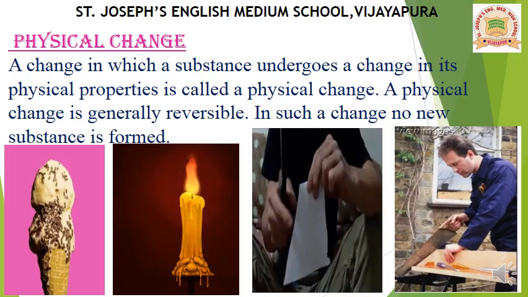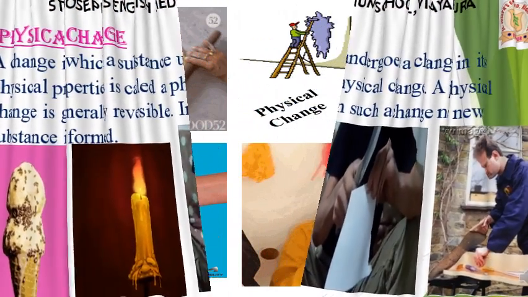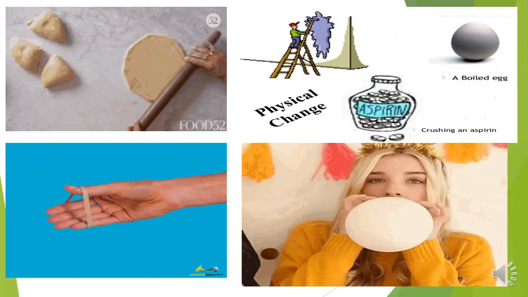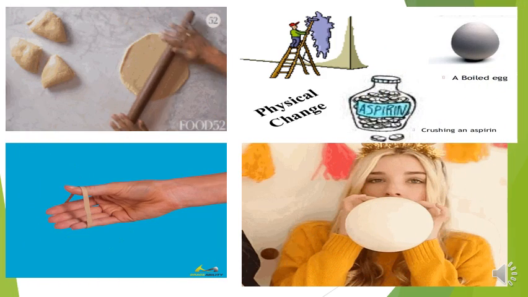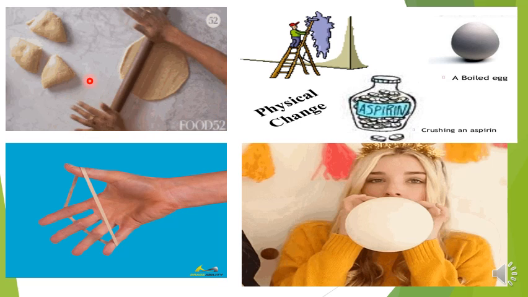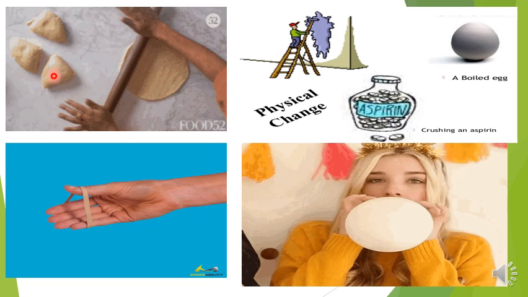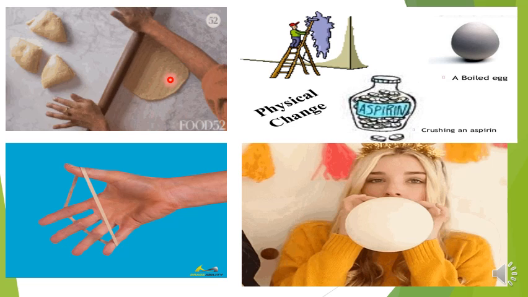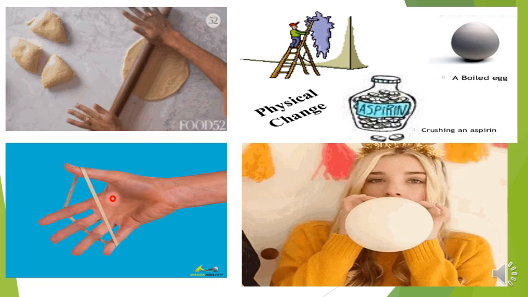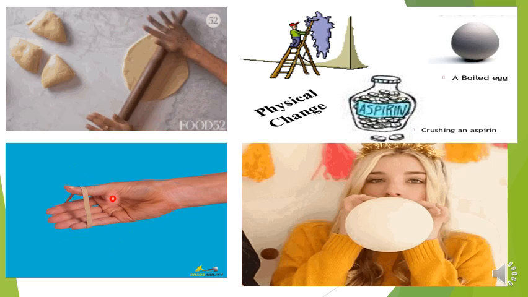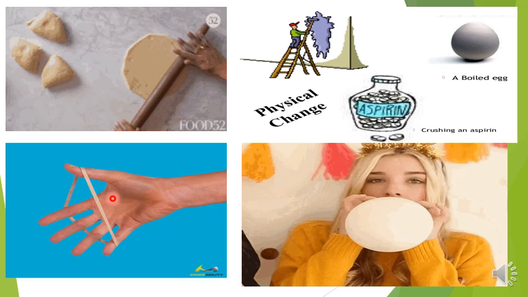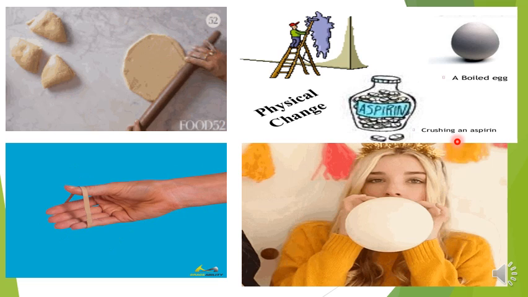Cutting of wood is also a physical change. Few more examples are like this. Here the dough is converted into chapati. The triangle shape has converted into a circle. Stretching of a rubber band: the size of the rubber band may increase and decrease, but it doesn't produce any new substance or change in color. So this is a physical change.